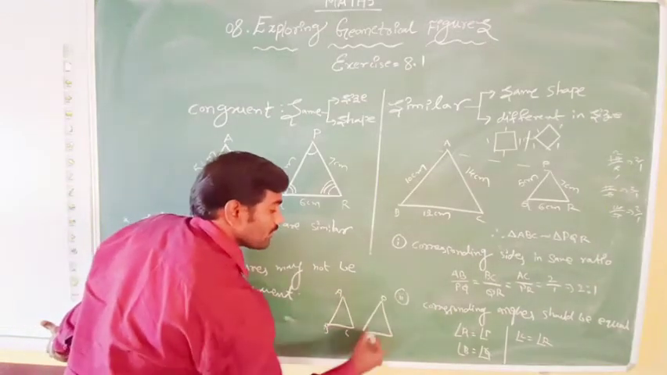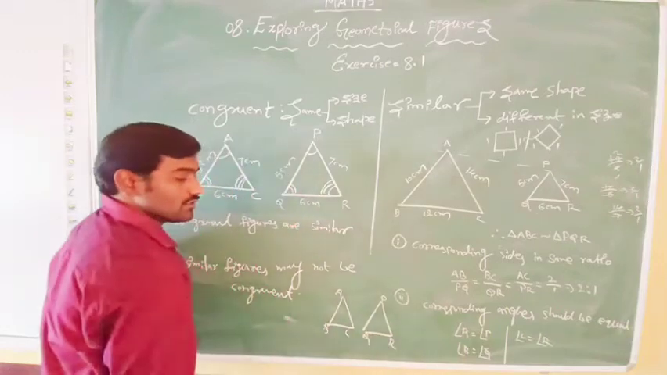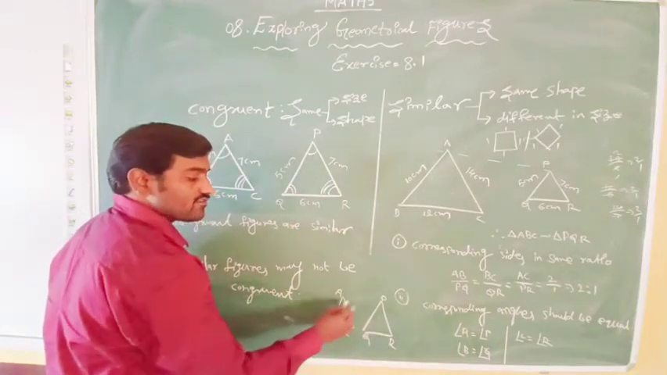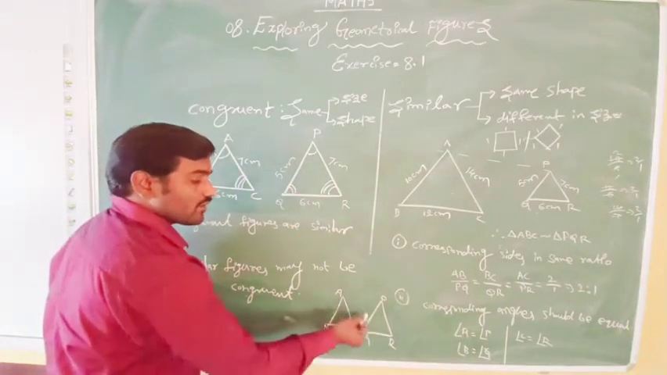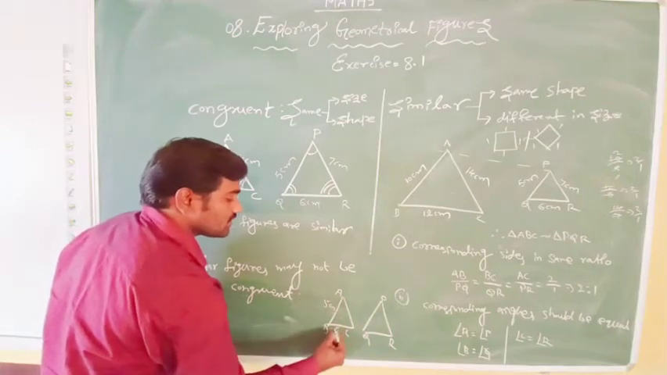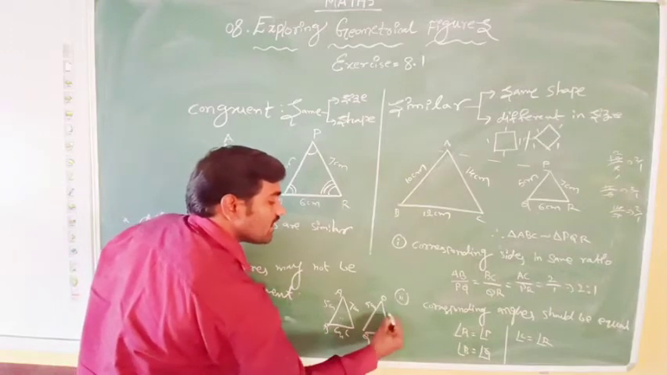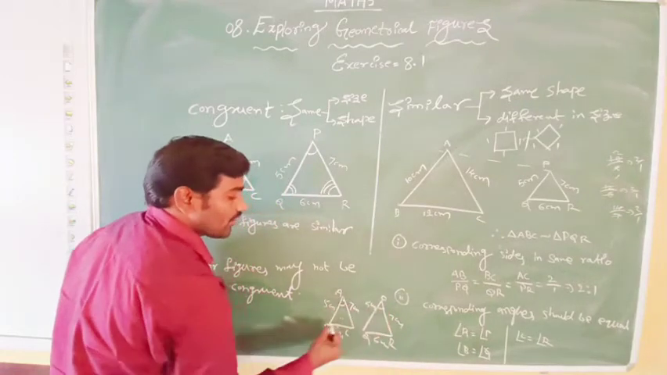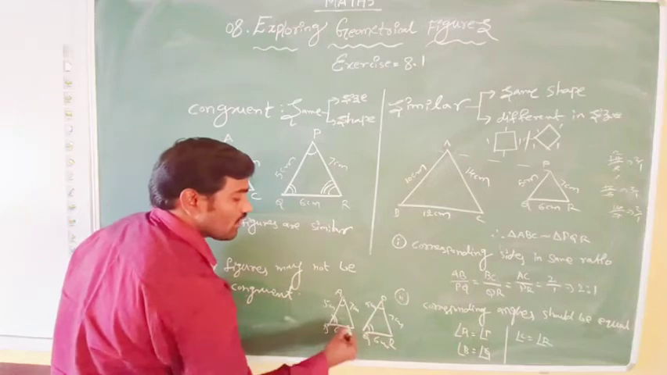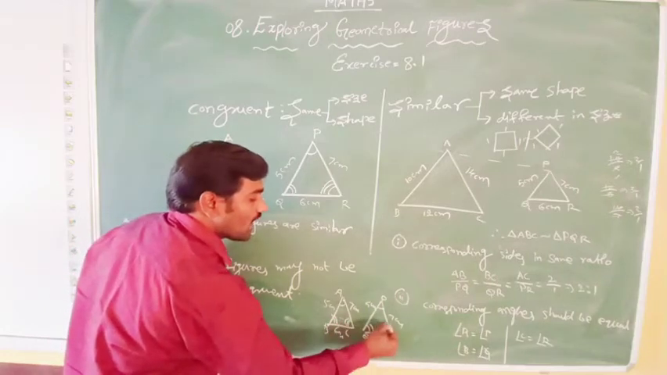ABC, PQR. Suppose these two are similar, they are having same shape and same size. Suppose here 5 cm, 6 cm and 7 cm, 5 cm, 6 cm and 7 cm. Angle A equal to angle P, angle B equal to angle Q, angle C equal to angle R.